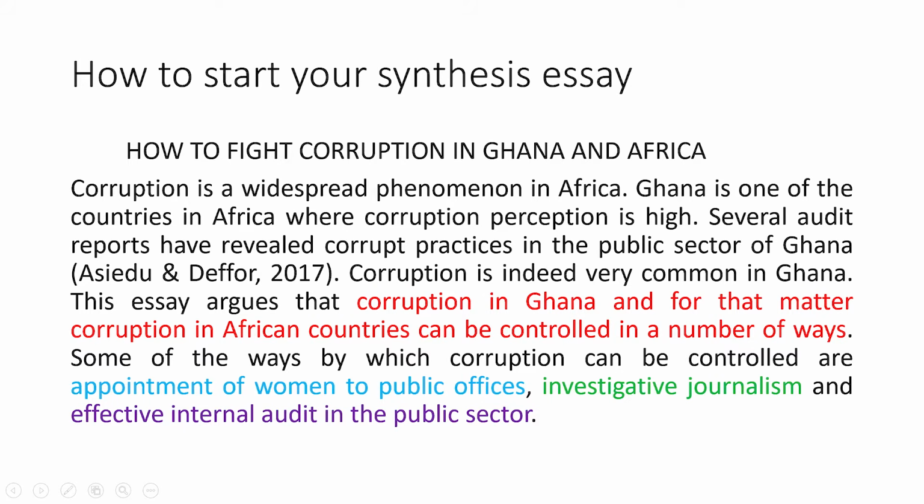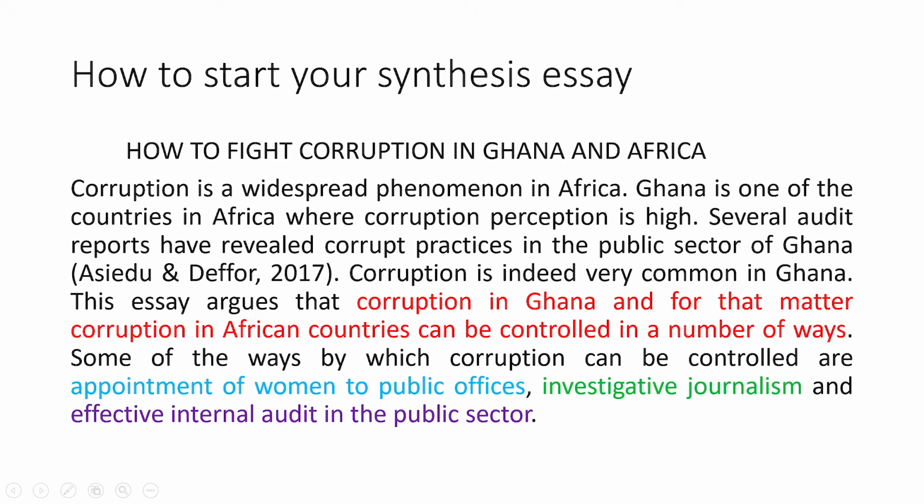Now, I would like you to look at something carefully here. You see, the first 3 sentences introduce the topic. Then, the writer comes to the point to state his thesis. That is in red. Corruption in Ghana, and for that matter, corruption in African countries can be controlled in a number of ways. So we know that the writer is going to write about the ways to control corruption in Ghana and Africa. And the writer immediately gives us the breakdown of some of the points he's going to discuss. So he comes to the last sentence.